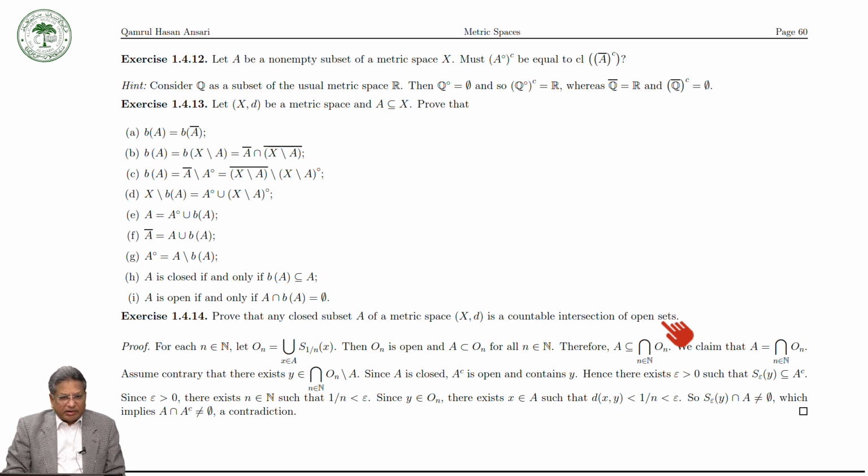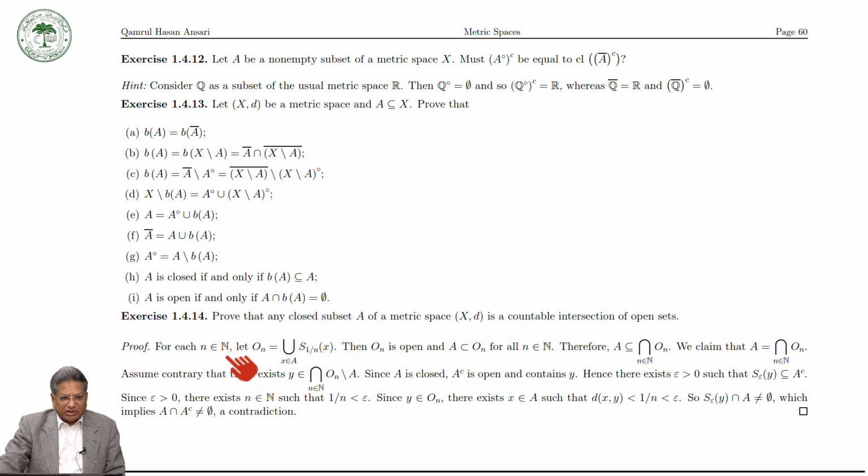Keep in mind, an arbitrary union of open sets is open, and the finite intersection of open sets is open. But here we are taking the countable intersection of open sets.